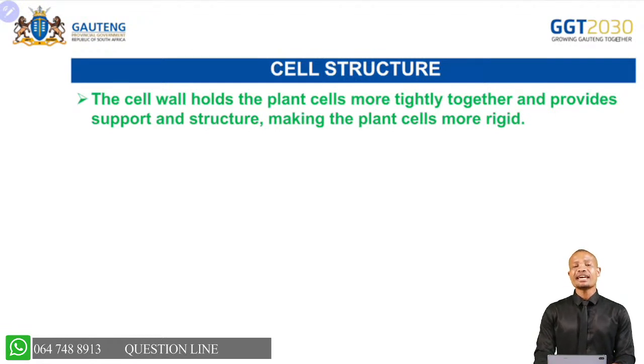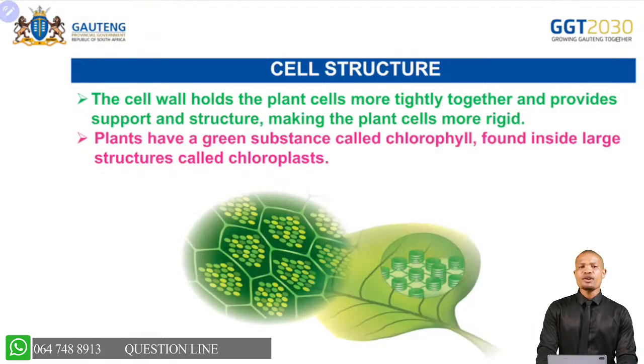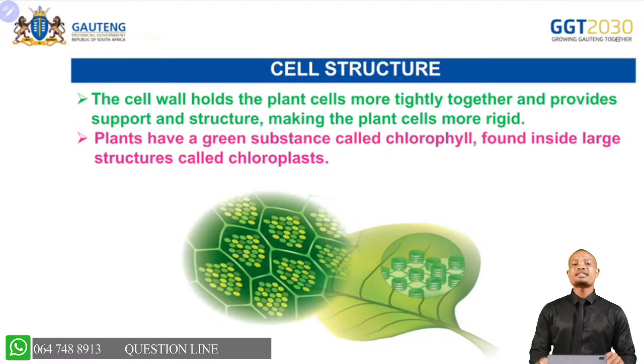So they don't need a cell wall. Plants also have a green substance called chlorophyll, which is found inside structures called chloroplasts. This is the site for photosynthesis, as we've talked about earlier on. This is where plants manufacture their food using energy from the sun, using water and carbon dioxide.